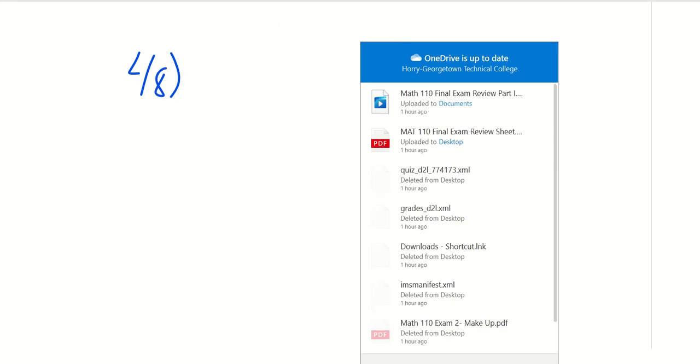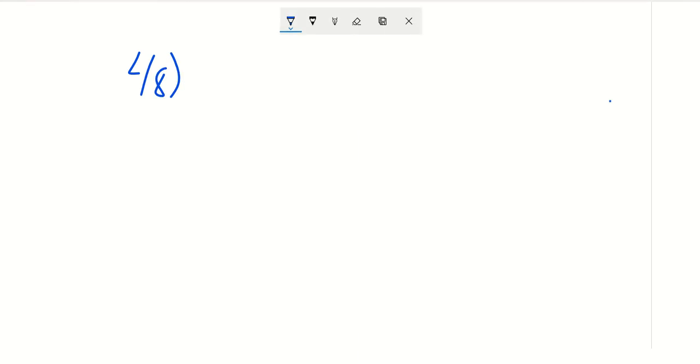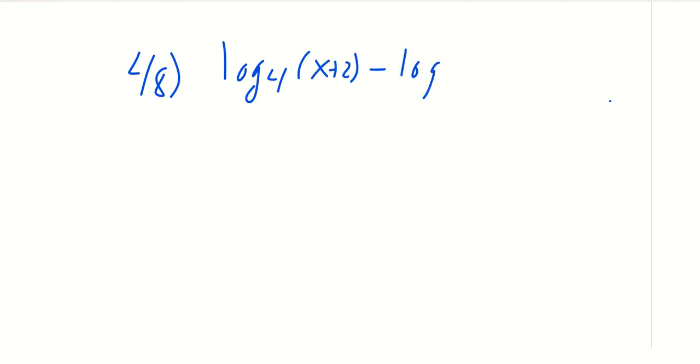All right, we have one left. So the last question on the review, this is 48. We want to solve log base 4 of x plus 2 minus log base 4 of x minus 1 equals 1.